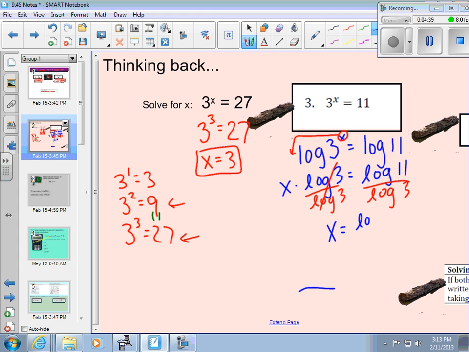So x is going to be equal to log of 11 divided by log of 3. And here's where your calculator can be used to solve that. We can figure out log of 11 divided by log 3 with our calculator because it's common log now.